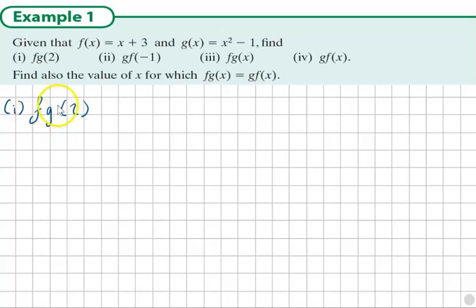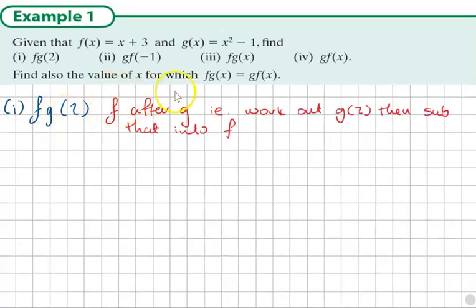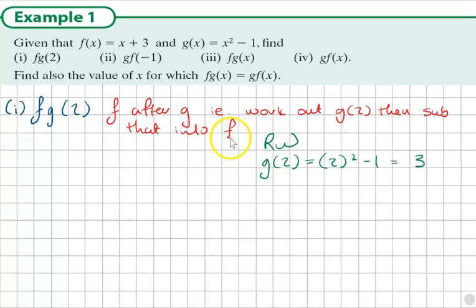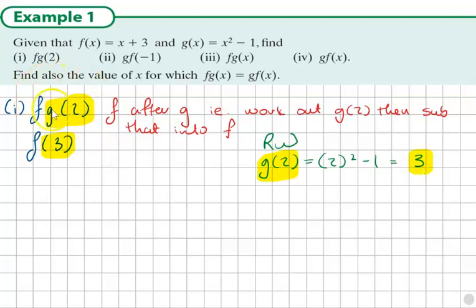So f after g of 2. So f after g, i.e. work out g of 2, then sub that into f. Our rough work: g of 2, so we go to our g function, x squared minus 1. We swap that x for brackets and put 2 into the brackets. So 2 squared is 4, minus 1 is 3. So g of 2 is 3.